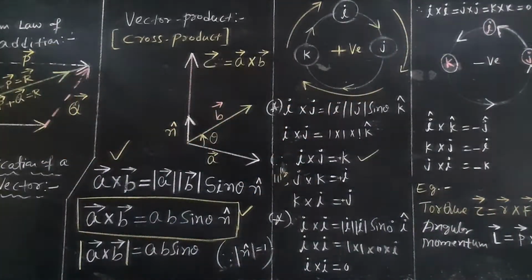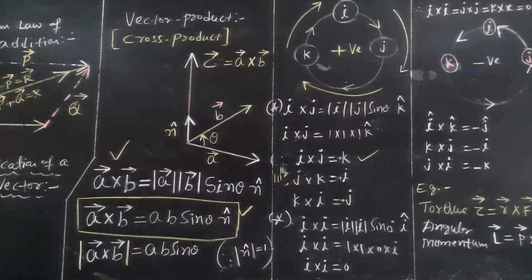Please copy the things. What do you mean by vector product or cross product of two vectors? The cross product of two vectors is defined as the product of the magnitudes of the two vectors and sine of the angle theta between the two vectors. Let us consider vector A cross vector B is equal to magnitude of vector A, magnitude of vector B into sin theta into n cap.